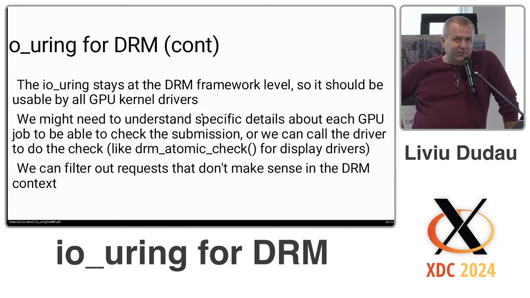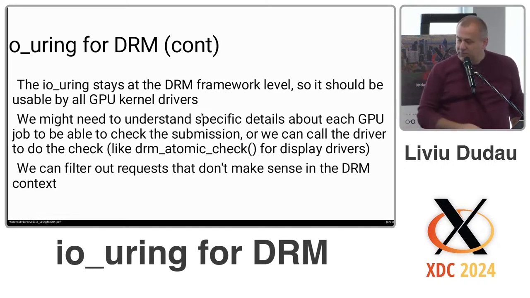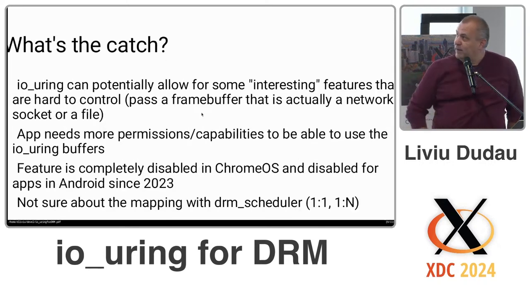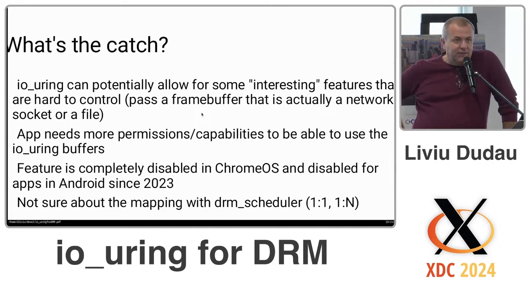But I think we should also try to introduce some filters for some of the ops that we are going to accept or not accept. One of the reasons is that Chrome OS last year announced that they spent about $1 million paying bounties on bugs related to IO ring. So they decided to disable it completely on Chrome OS and disable it for apps on Android. Bugs were fixed pretty quickly. Doesn't mean they fixed all of them, and there are still bugs.